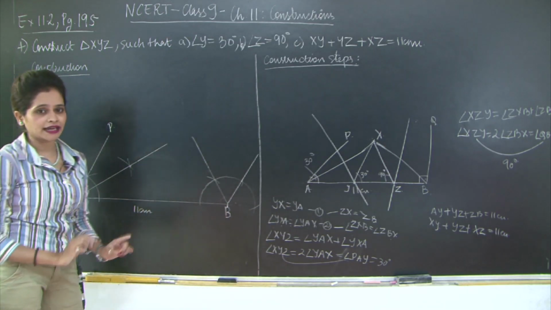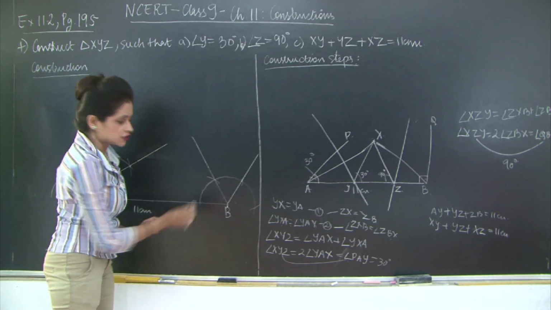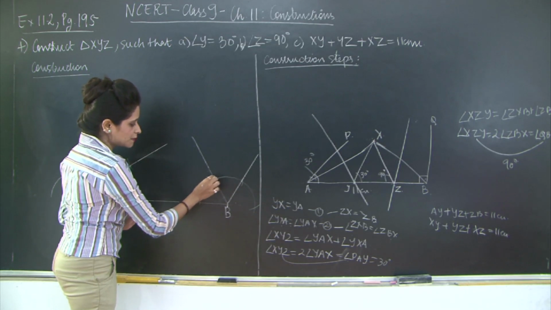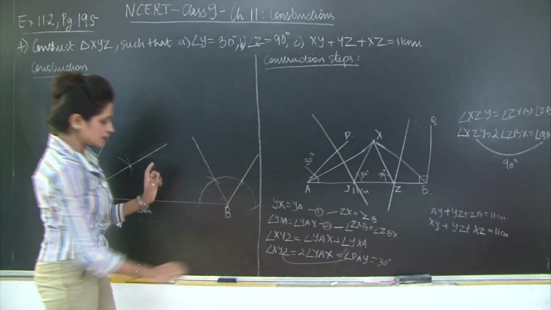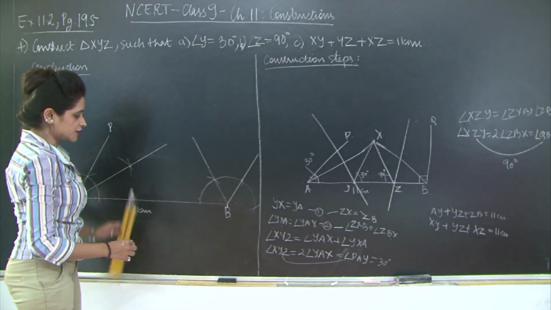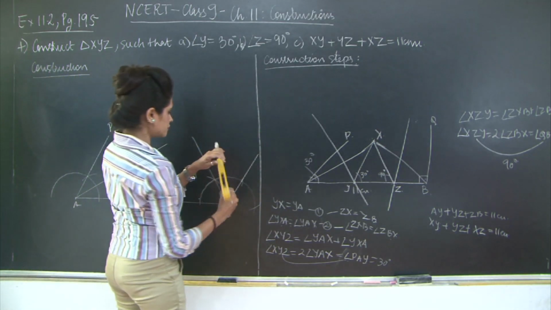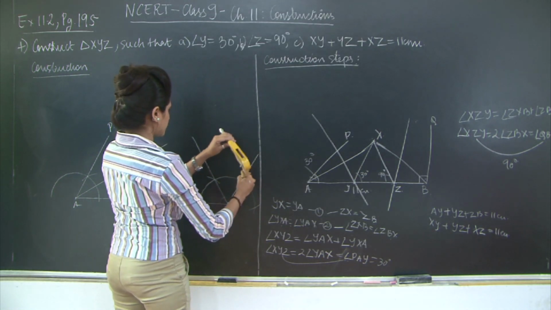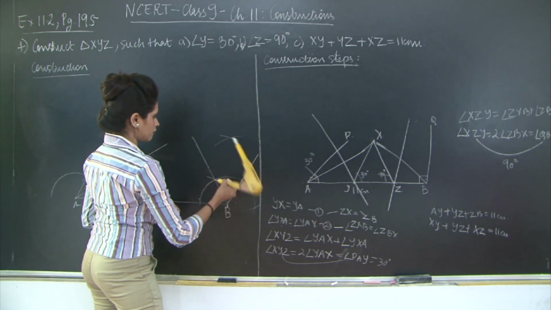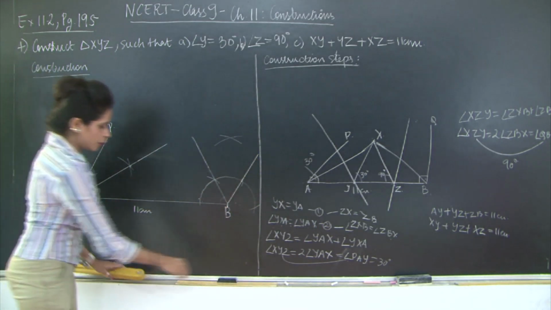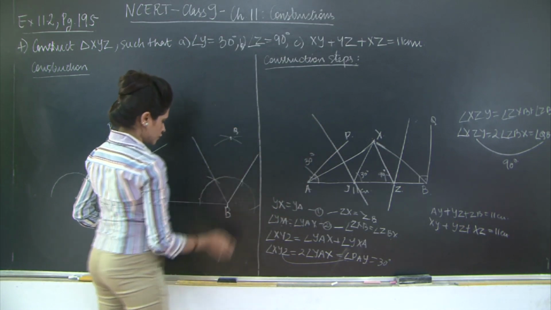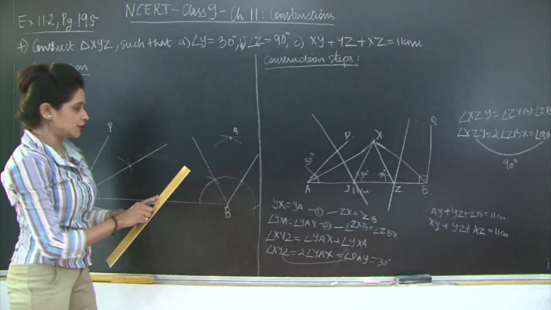I need how much? 90 degrees. This is also 60 degrees. So if I bisect this angle, I will get 30 degrees. So 30 degrees plus 60 degrees will give me 90 degrees. So now what I am going to do is bisect this angle out here. Let the point of intersection of these arcs be Q. Now I am going to join BQ.